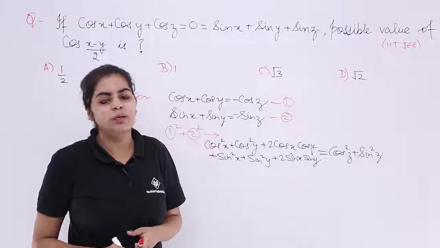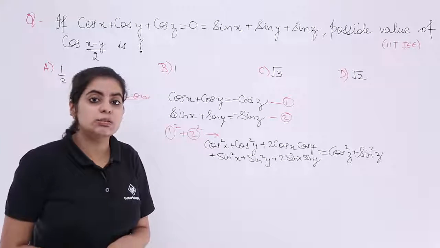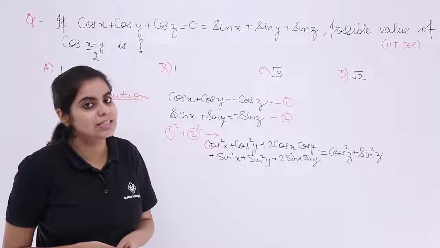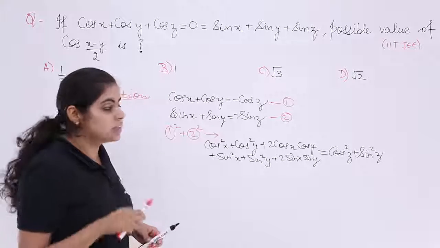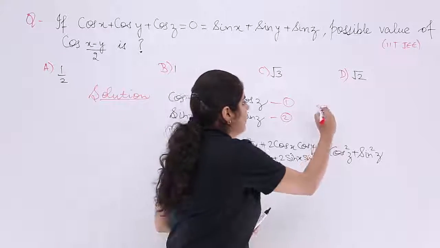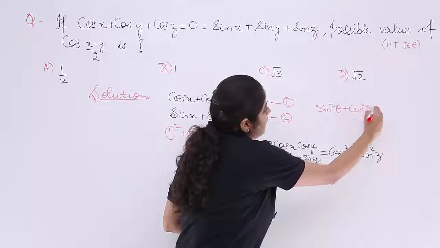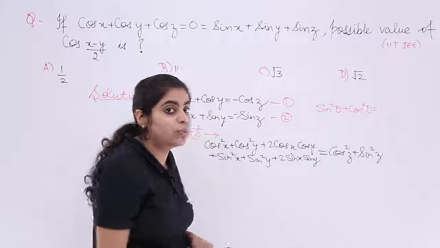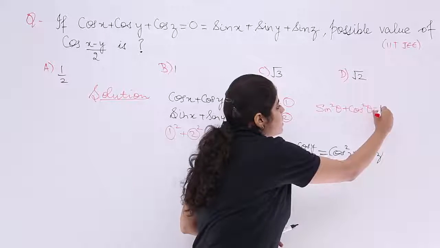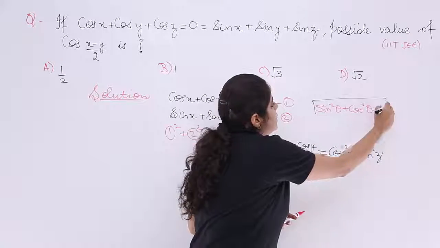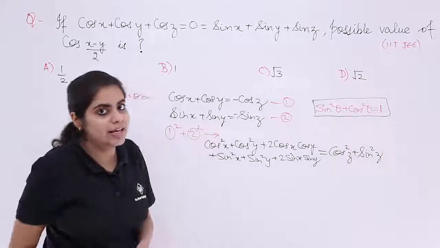Now everybody knows one formula, which is what? Cos square theta plus sin square theta is equal to 1. Let's write a formula and then we'll apply it. So sin square theta plus cos square theta is equal to 1. Since it is a formula, we need to put it in a box. Let's use this formula wherever we can.